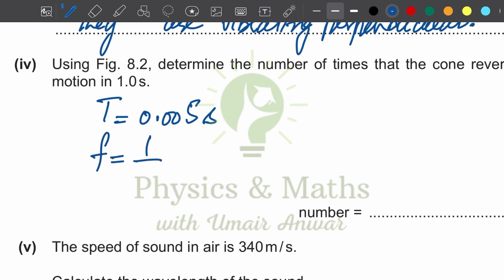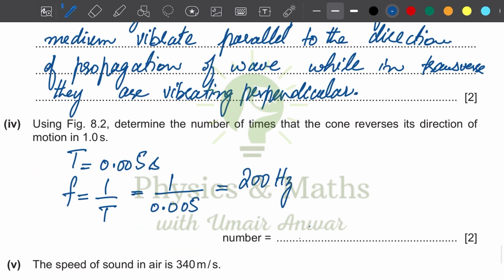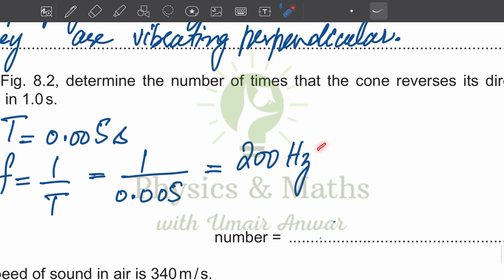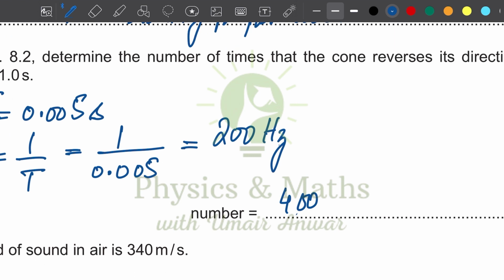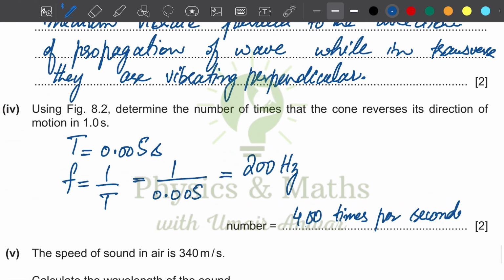Now we can use this to find the frequency. So 1 divided by 0.005, the frequency comes out to be 200 hertz. So 200 hertz tells that there are 200 waves in 1 second, and each wave has a positive cycle and a negative cycle inbuilt. So it means that the direction of the wave is changing twice the number which is showing us the frequency. So it is 400 times per second where the direction of motion is changing.